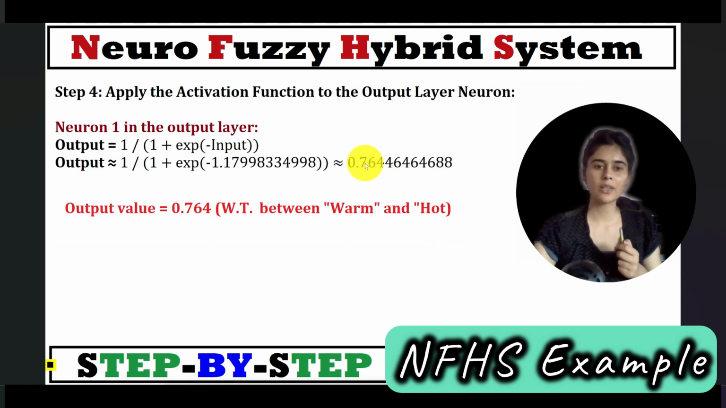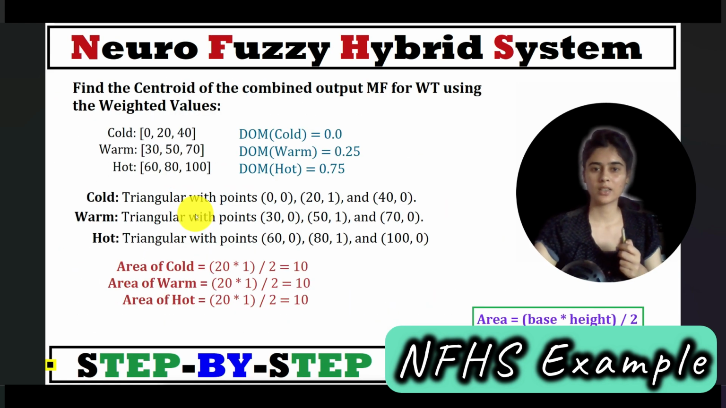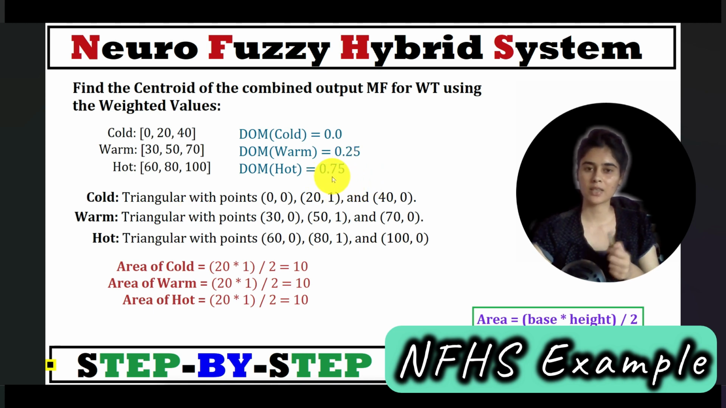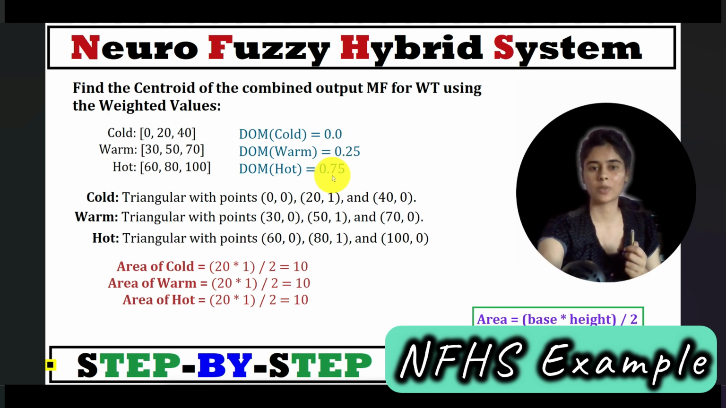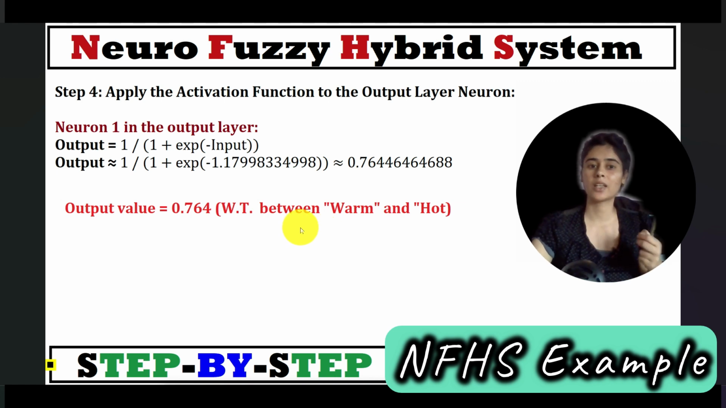So the final value we got here is 0.764, and you can see the degree of membership is 0.764. So it is between warm and hot, and the temperature is considered between warm and hot. This is not the exact value, it is the predicted value, plus we haven't performed any neural network training or used any input data set.